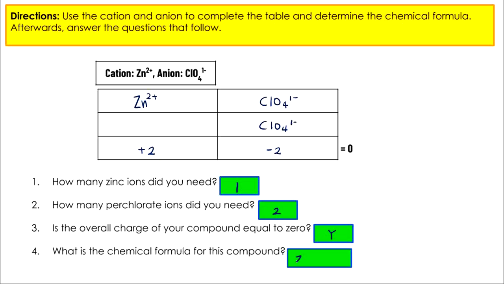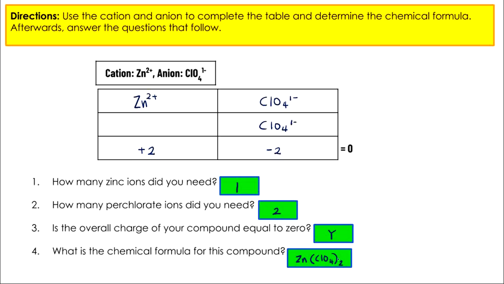Well, we needed 1 zinc and 2 perchlorates. Now I'm going to write that inside the parentheses because remember, these are polyatomic ions. Polyatomic ions meaning multiple atoms or many atoms in one. So we need the parentheses because we needed 2 perchlorate ions. If we only needed 1, then we would not use the parentheses. Keep in mind that you do need to write the 4 inside the parentheses and then the 2 goes outside of the parentheses.